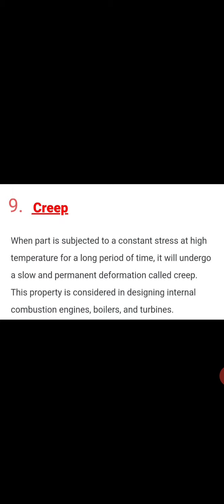Creep. When a part is subject to constant stress at a higher temperature for a long period of time, it will undergo slow and permanent deformation called creep. This property is considered in designing internal combustion engines, boilers, and turbines. So any part which is subject to constant stress at high temperature will undergo this deformation.